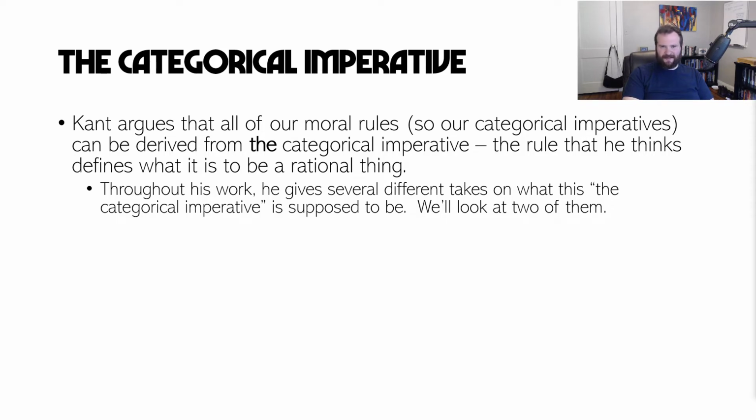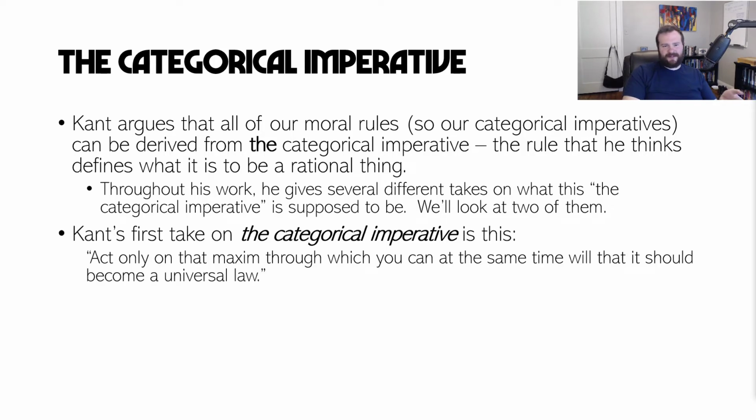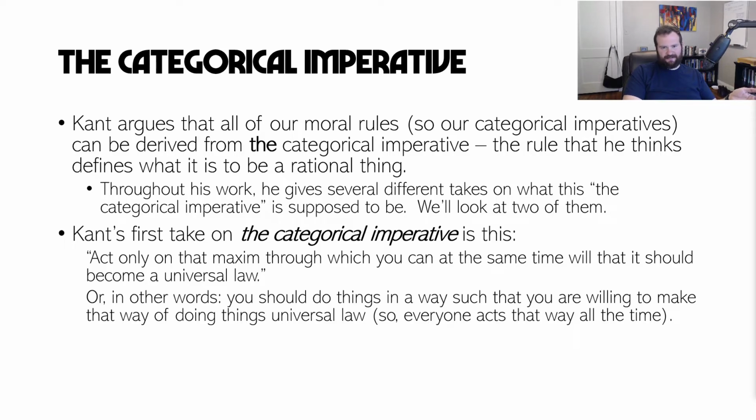We're going to see a couple of different presentations of the categorical imperative. Here's the first. Quote, "Act only on that maxim through which you can at the same time will that it should become a universal law." Okay, so what does that mean? You should do things in a way such that you're willing to make that way of doing things universal law.